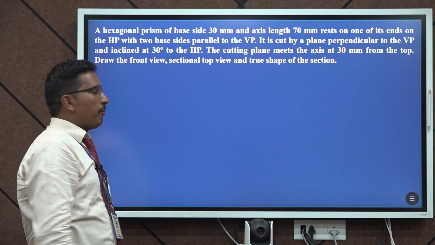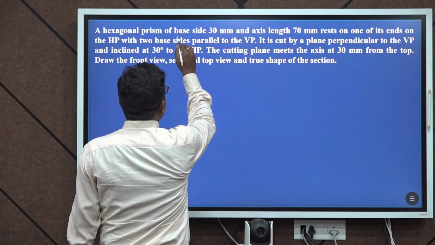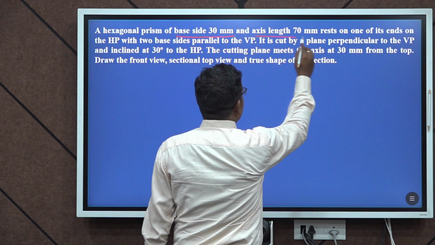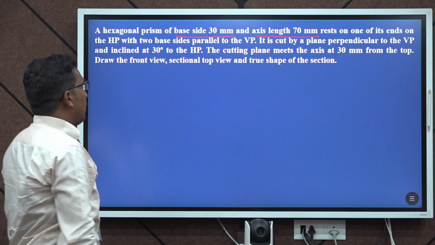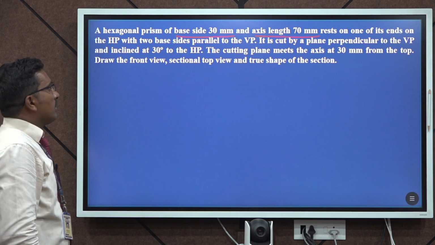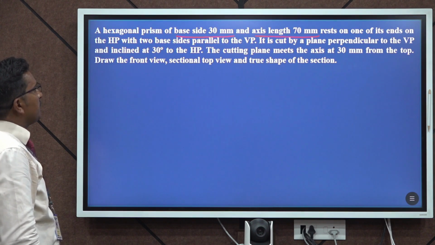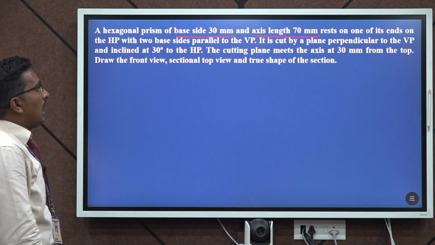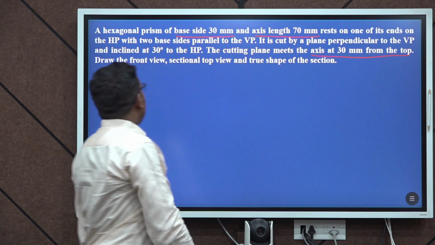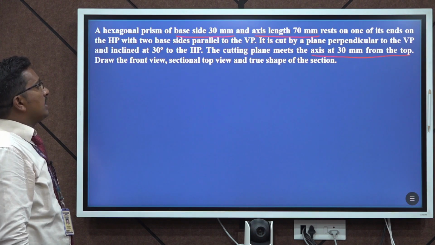Let's see a problem. A hexagonal prism of base side 30 mm and axis length 70 mm rests on one of its ends on the HP with two base sides parallel to the VP. It is cut by a plane perpendicular to the VP and inclined at 30 degrees to the HP. The cutting plane meets the axis at 30 mm from the top. Draw the front view, sectional top view and true shape of the section.